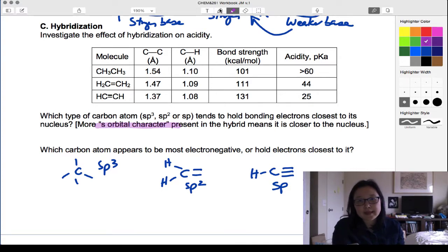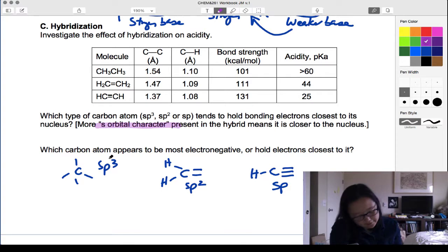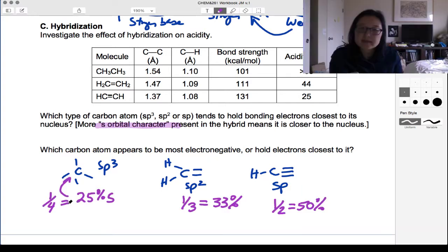So if we go through the calculation, we could do sp3. We have 4 orbitals: s and 3 p's. So what percentage of that is s? That's 1 out of 4, so that's 25% s. Go ahead and calculate that for these as well. What we see here is that sp2 has 33% s character, and an sp is 1 s mixed with 1 p, so 1 out of 2 orbitals is 50% s character there.